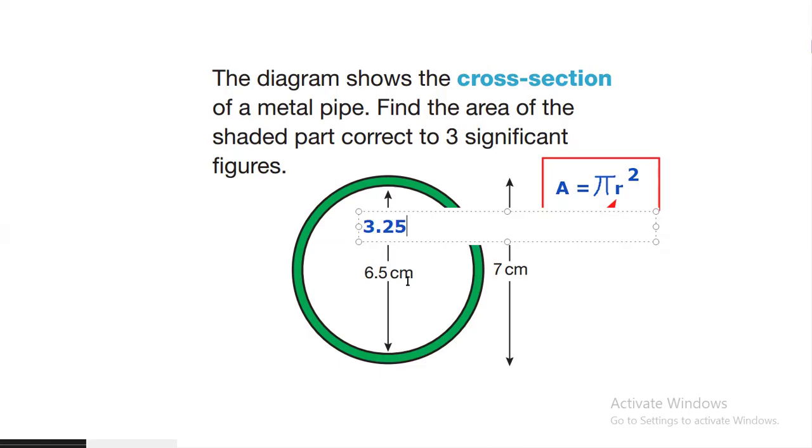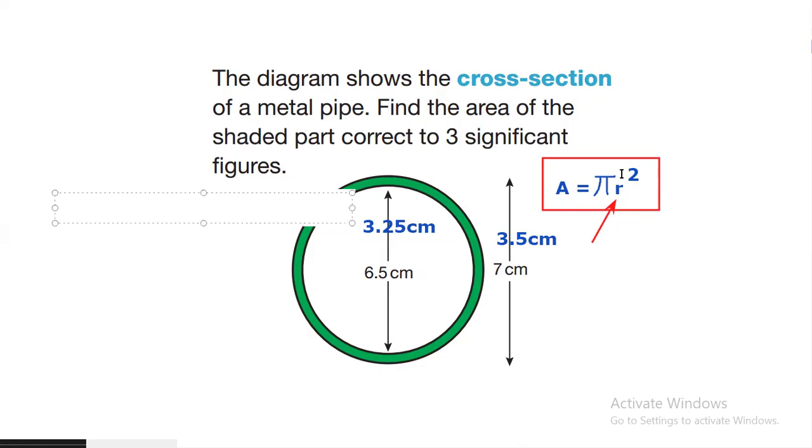So 6.5 divided by 2 is going to be 3.25. And the other one, which is 7, divided by 2, will equal 3.5. So the radius here is 3.5 centimeters. So basically, we found the radius for each circle. Now we find the area for each circle. Let's start with the area of the bigger one here.